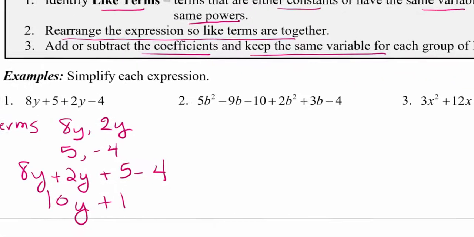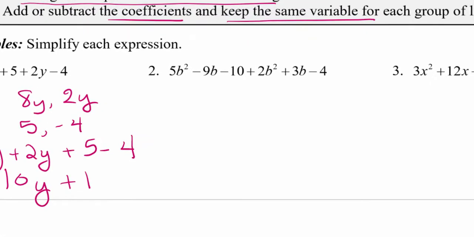Okay, example 2. This expression has 6 terms, doesn't it? 6 terms. So here I'm going to underline the like terms. So we've got the 5b squared with the 2b squared. So I'm going to underline those. Then we're going to change color, and I've got the -9b with the 3b. That's another pair of like terms. And then I've got the 2 constants, -10 and -4.